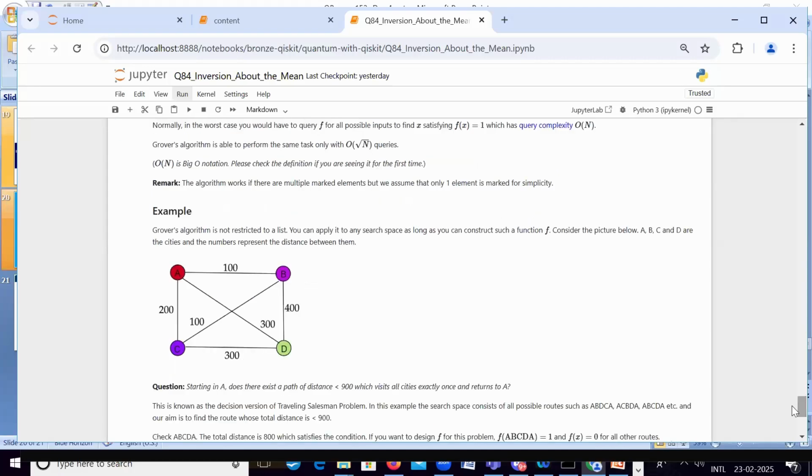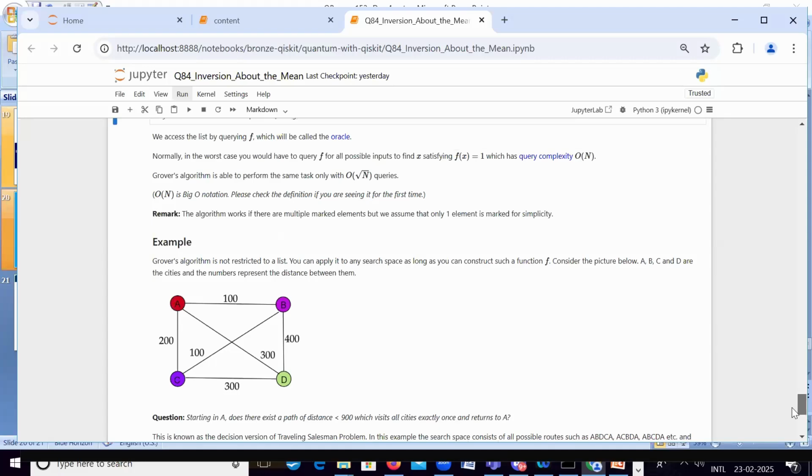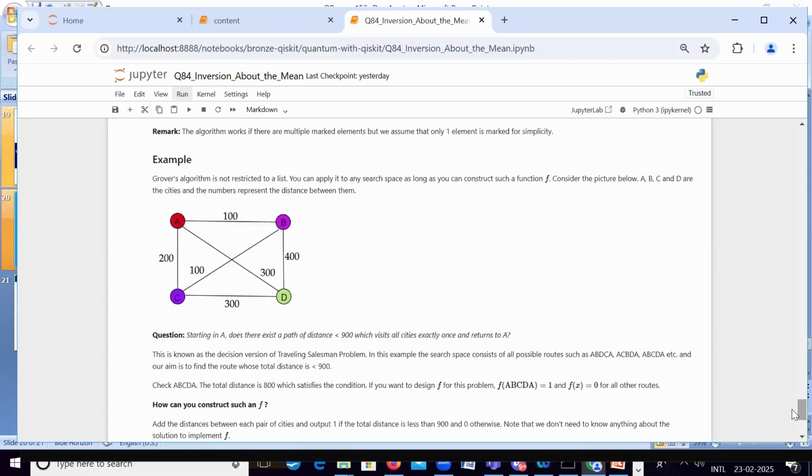Now, Grover's algorithm or its application is not only limited to finding the marked element in the unsorted list. It can be used to find the shortest distance between different points, and this kind of optimization problem is called the traveling salesman problem. So in this example, consider there are cities A, B, C, D, and the distances are given here.